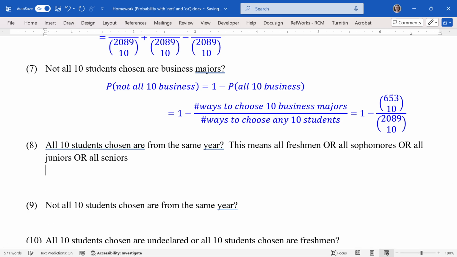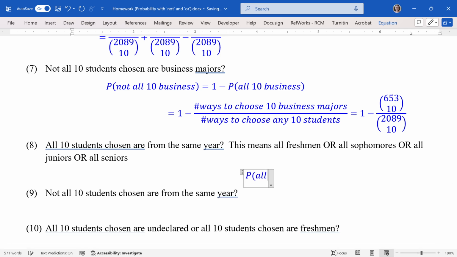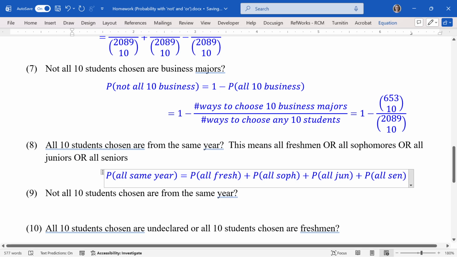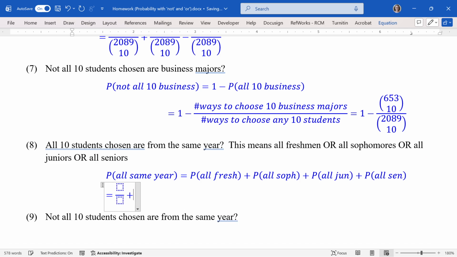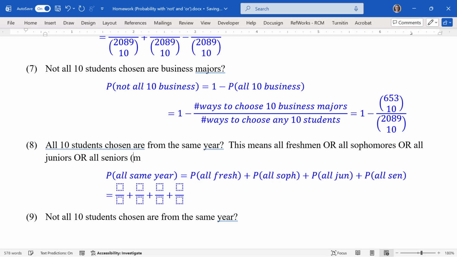Okay, so what we want to do then is probability of all same year. We're going to get that by doing probability of all freshmen plus probability of all sophomores plus probability of all juniors plus probability of all seniors. I'm just doing some little abbreviations here so that I've written down enough that I kind of understand my own work. All right, so this is going to be fraction plus fraction plus fraction plus fraction. And we don't have to worry about subtracting any overlaps because there are no overlaps. That's what it means to be mutually exclusive.